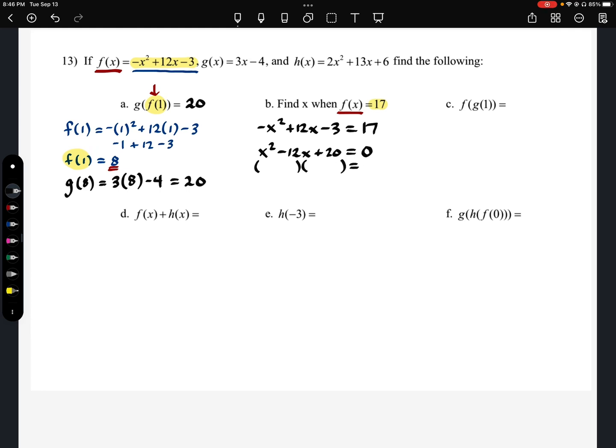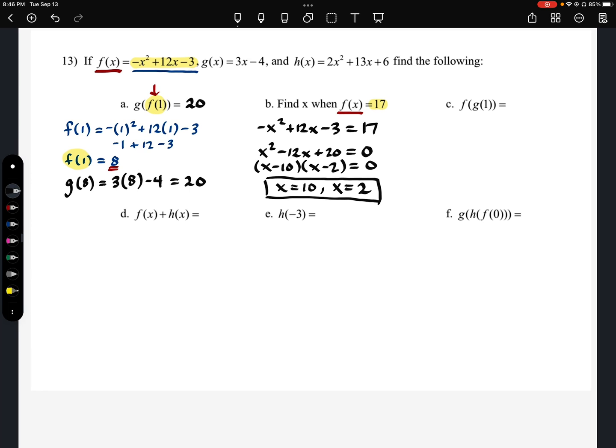That should end up factoring for us. Factors of 20 that add to 12, obviously 10 and 2. So we've got x minus 10, x minus 2, which means that x could equal 10 and x could equal 2. So we have 2 answers for that one.